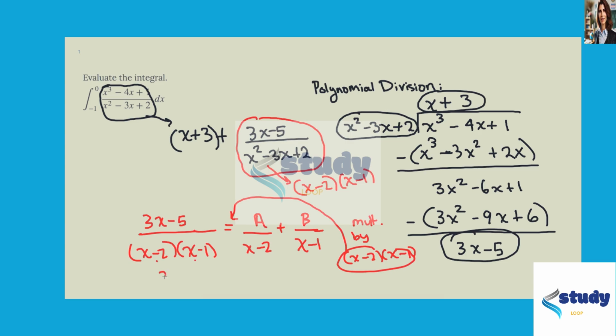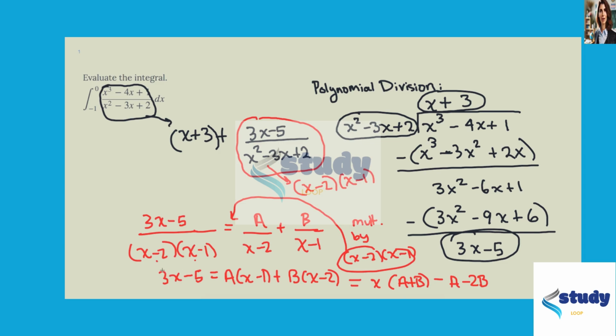On the left, we just get 3x minus 5. On the right, we get a, x minus 1, and then b, x minus 2. And let's go ahead and rewrite that right-hand side. Let's factor out an x. We have a plus b, and then we have minus a minus 2b. So now we can look at the corresponding coefficients.